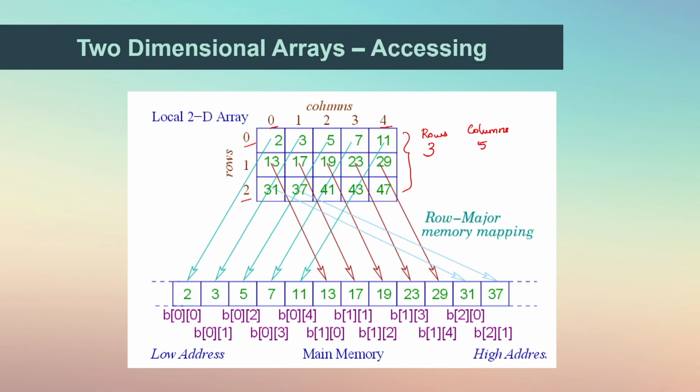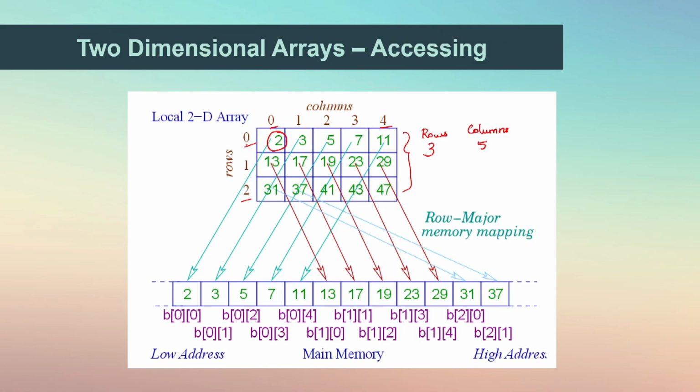So, the first element in the first row and first column would be represented using the array name, here B, with row subscript 0 and column subscript 0. So, the row index is 0, the column index is also 0. That will denote the first element. So, B of 0 comma 0. Row subscript is 0, column subscript is 0, that represents the first element of the first row and first column.